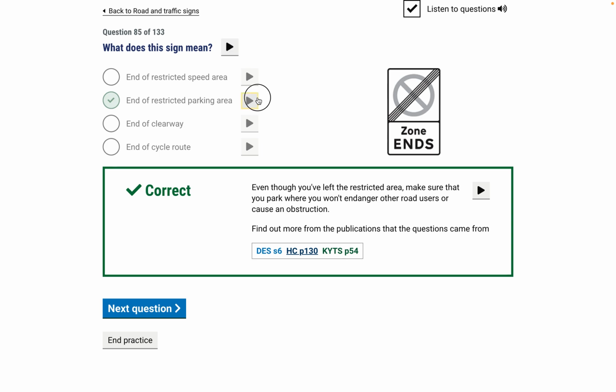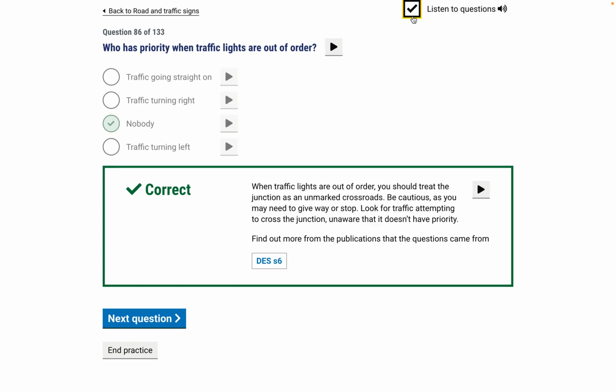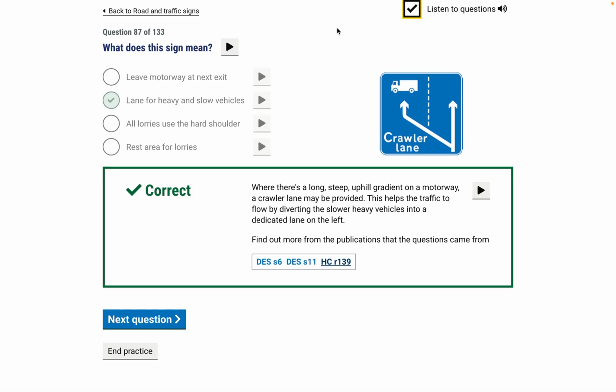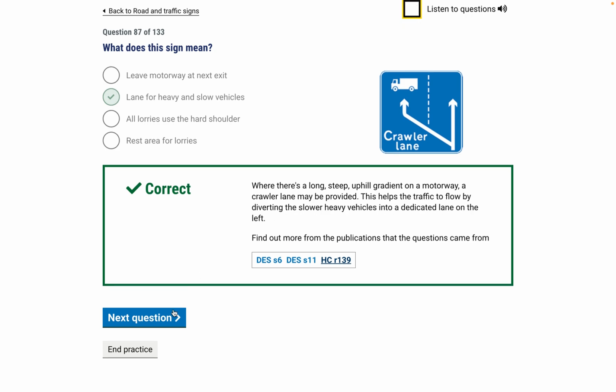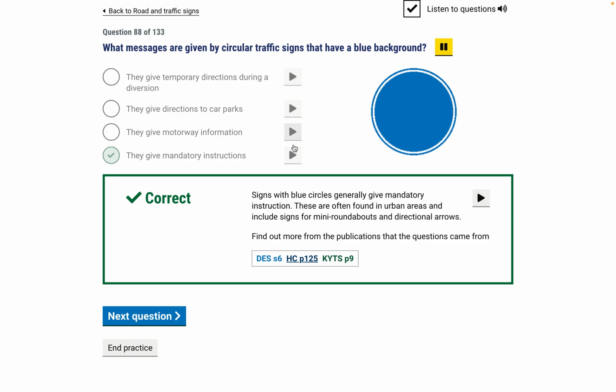What does this sign mean? End of restricted parking area. Who has priority when traffic lights are out of order? Nobody. What does this sign mean? Lane for heavy and slow vehicles. What messages are given by circular traffic signs that have a blue background? They give mandatory instructions.